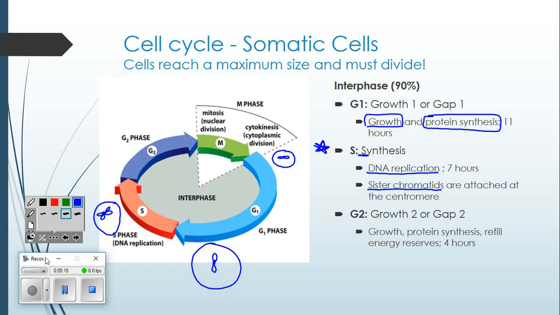Then we move on to the G2 phase, which is another growth phase. If you look, the first couple of things are the same as what happens in G1. G1 and G2 are really similar. The cell grows, the cell makes proteins, but pretty specifically here, the cell is refilling its energy reserves because it's going to need it if it's going to go to the next part of the cell cycle.